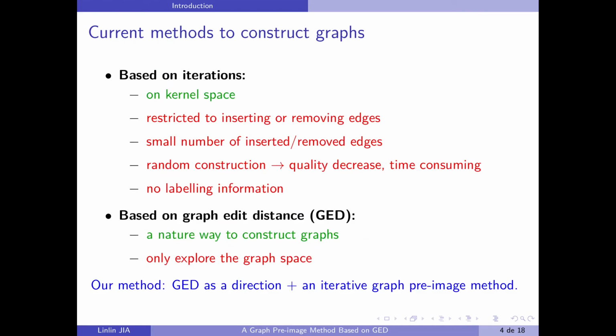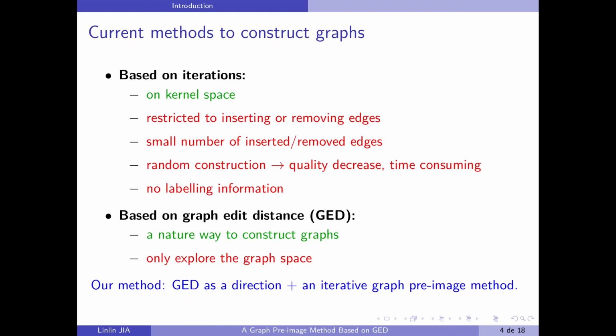There have been some methods proposed to construct graphs. One of them is based on iterations. This method operates on kernel space. However, it is restricted to inserting and removing edges, and the number of these operations is also limited. Moreover, only random constructions can be considered, which means this method cannot guarantee quality and time complexity. And no labeling information can be added.